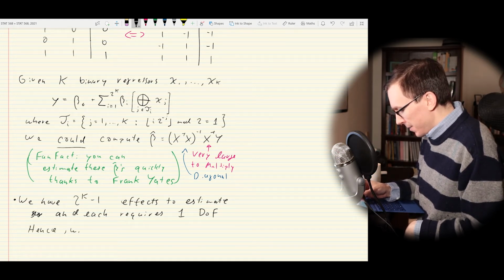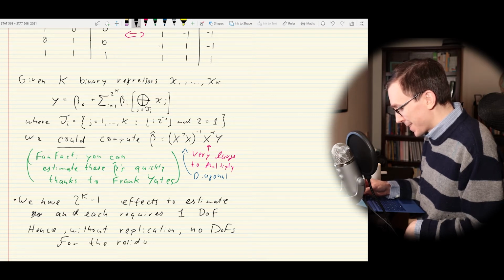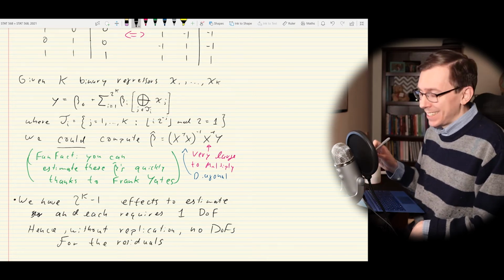Hence, without replication, no DOFs, degrees of freedom, for the residuals. That's not going to stop us, though. So we're not done yet.